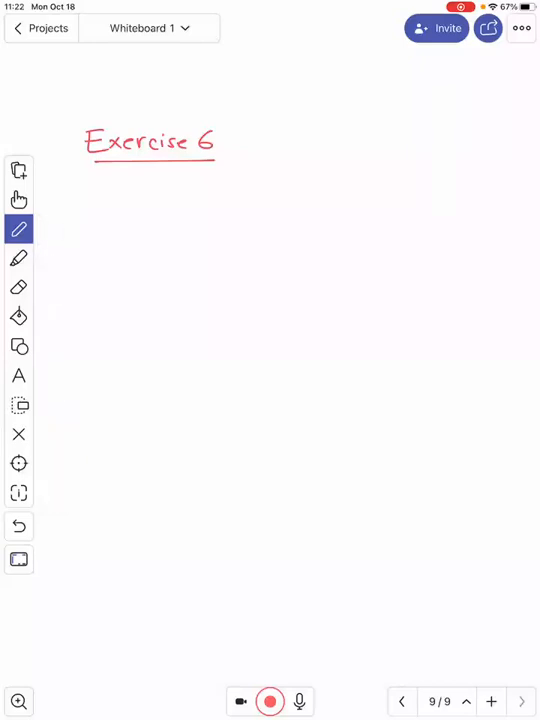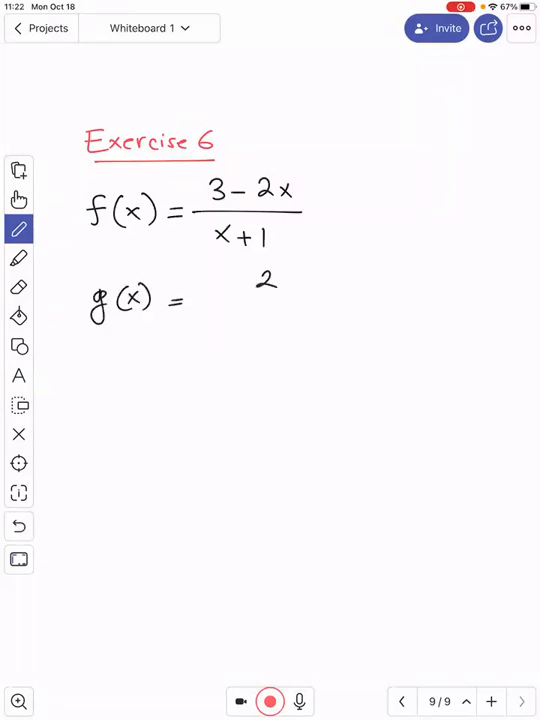All right. So in the 6, we have this f, which is 3 minus 2x over x plus 1. And you have the g, which is 2 over x plus 1. All right, so we need to find the domain of f composed with g and the domain of g composed with f. So let's start with the domain of f composed with g.